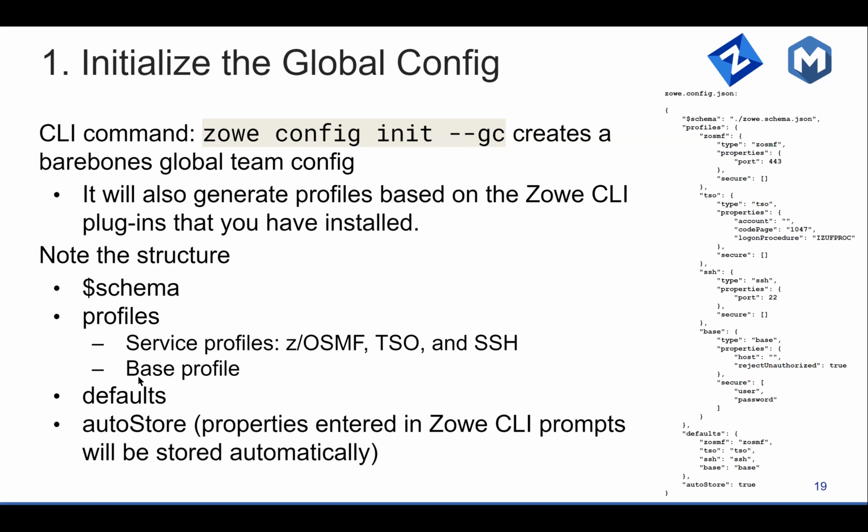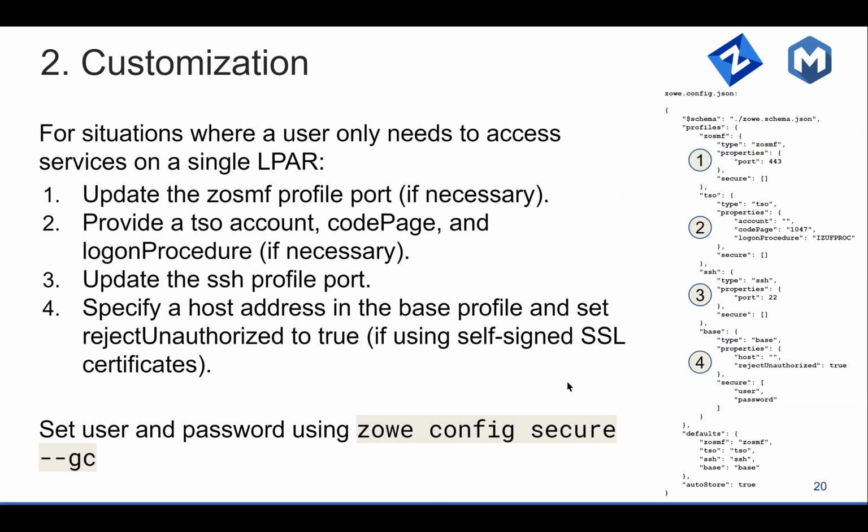And again, we can note the structure of the config, the schema up at the top. You have your profiles JSON object, and within that you have a zosmf, tso, ssh, and base profile. You also have your defaults JSON object, and autoStore set to true. I believe that is the default. Pretty sure. I would say I'm 100%. That is the default.